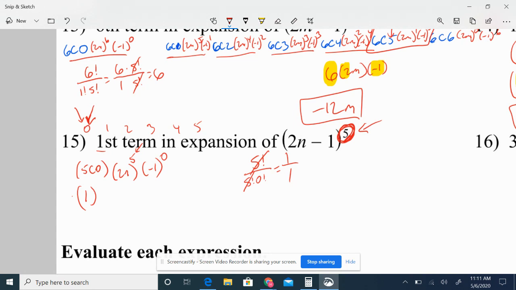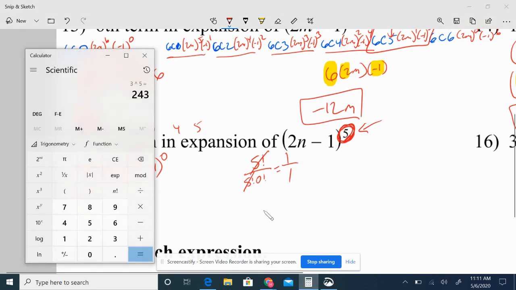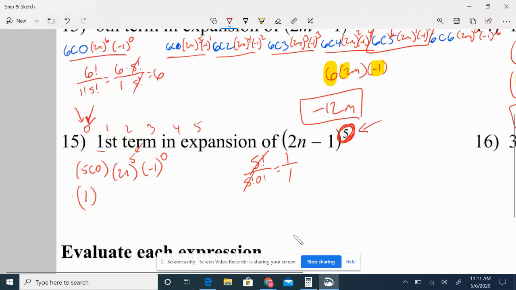2n to the 5th power. What's 2 to the 5th? That's 32. Right, I can easily use a calculator. I'm going to go 2 to the 5th. It says 32. Right, so I know 2 to the 5th is 32. n to the 5th is n to the 5th.